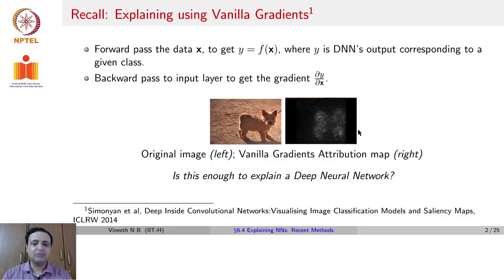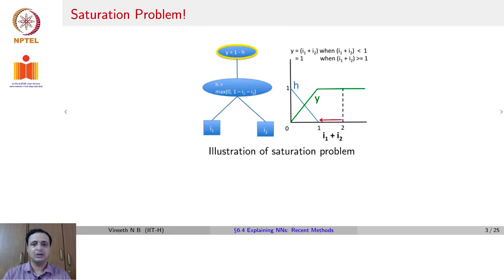Let's now ask if this is sufficient to explain a deep neural network. Is this method sufficient? The answer is: not always. So let's see a counterexample where such an approach of using gradients can actually fail.